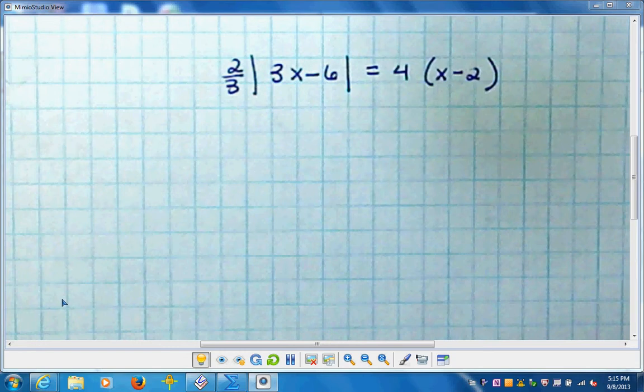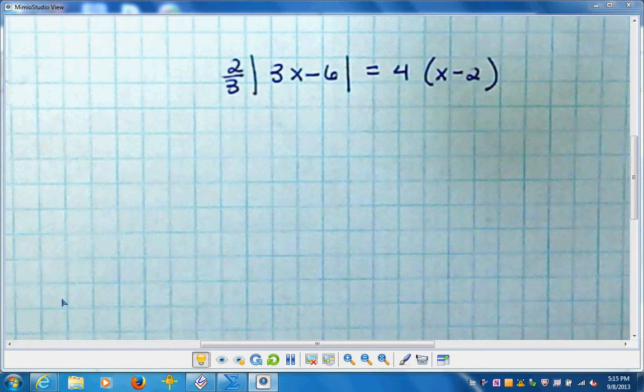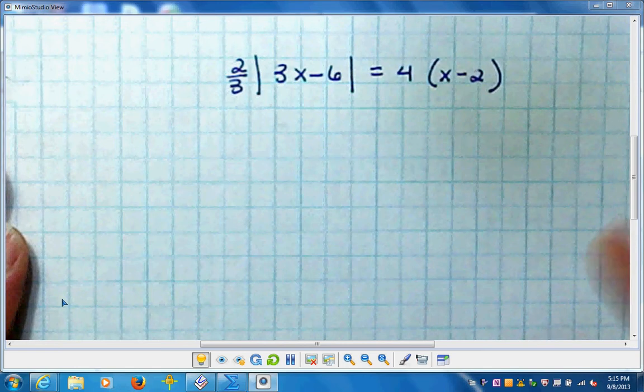I intentionally gave you a problem like this because it makes you think about what you're doing with absolute value, as well as forces you to work with fractions, because a lot of students are afraid of fractions, and fractions is something that you're going to keep encountering. So what I want to show you is there's a quick and easy way to deal with fractions.